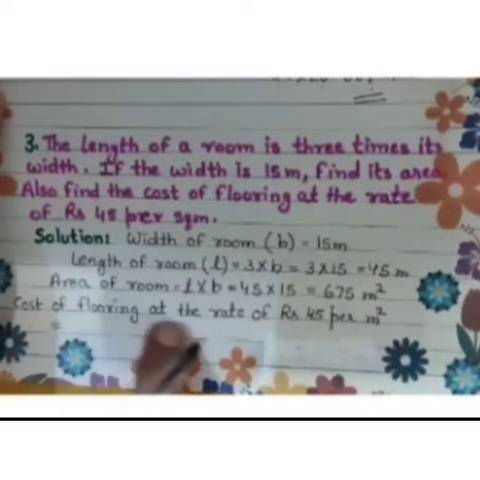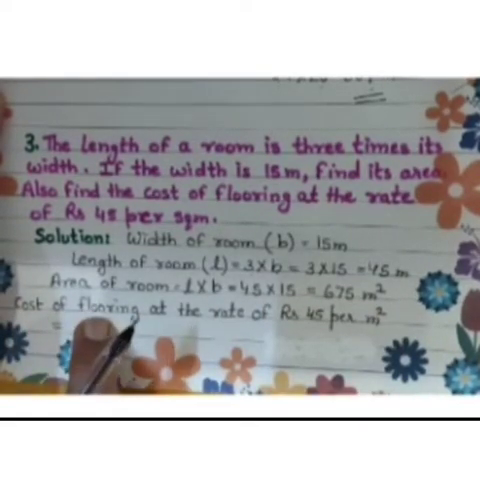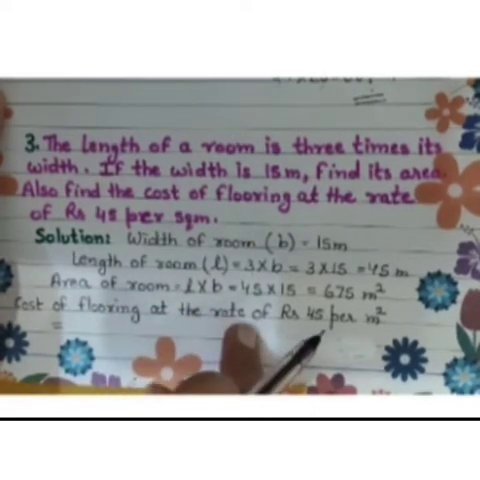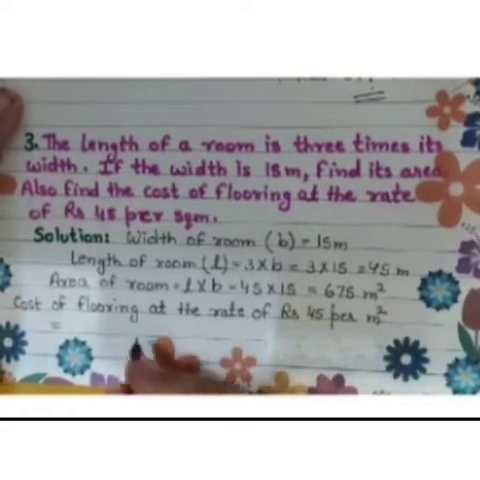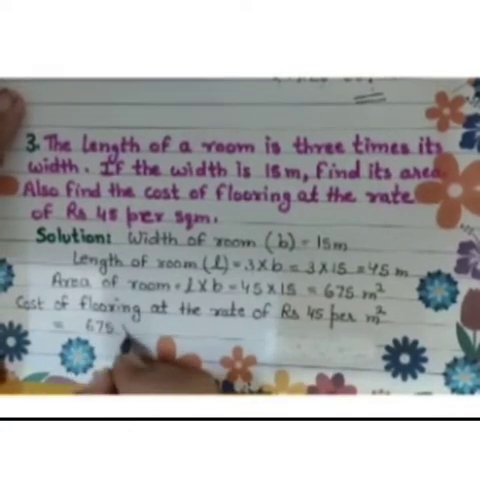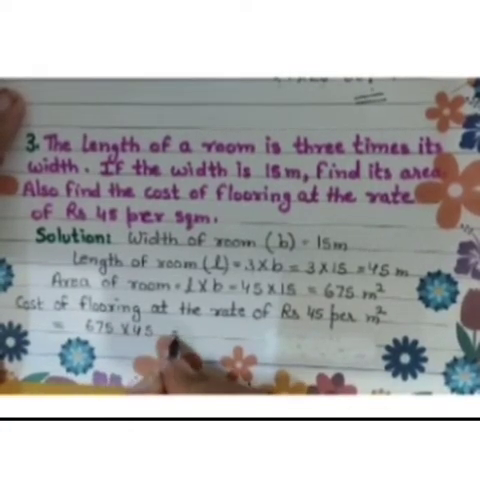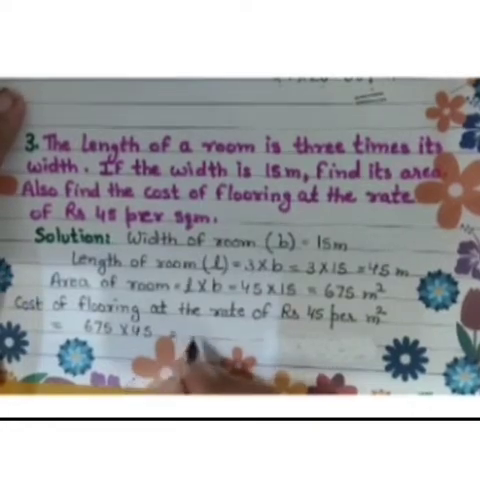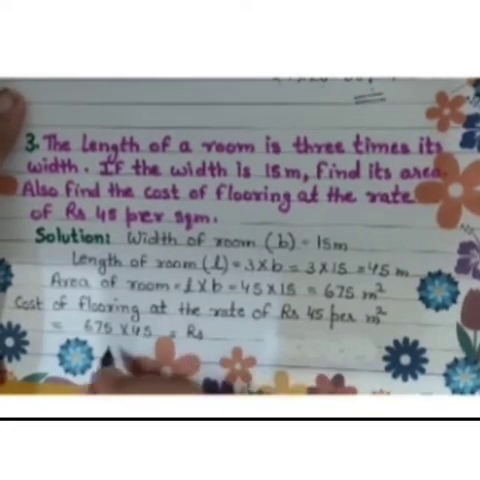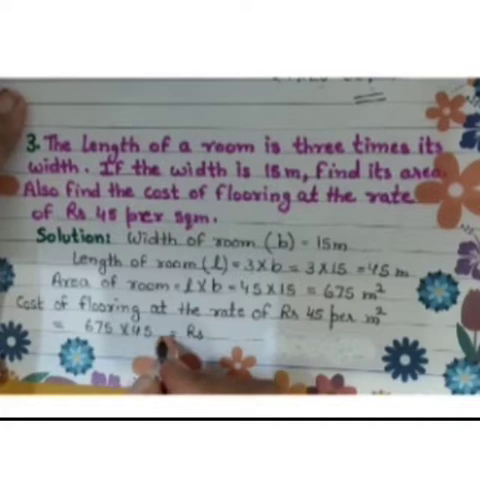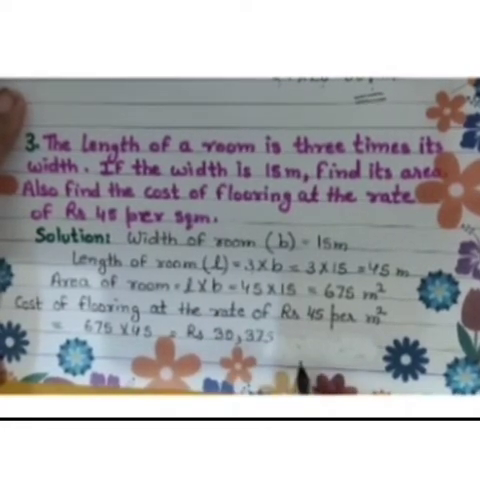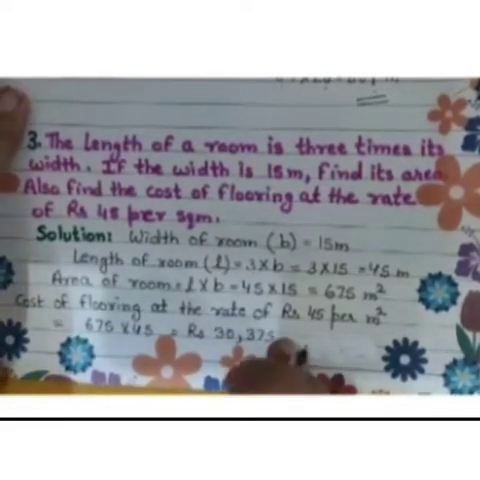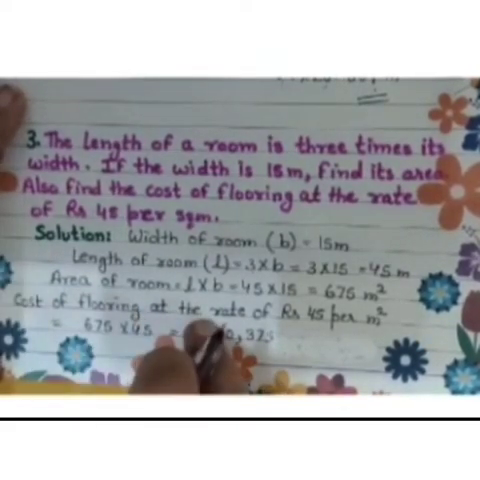Now, find the cost of flooring at the rate of rupees 45 per meter square. This is the statement. So, on multiplying 675 by 45, we get the cost of flooring. On multiplying 675 by 45, we get rupees 30,375. 30,375 rupees is the cost of flooring the room.